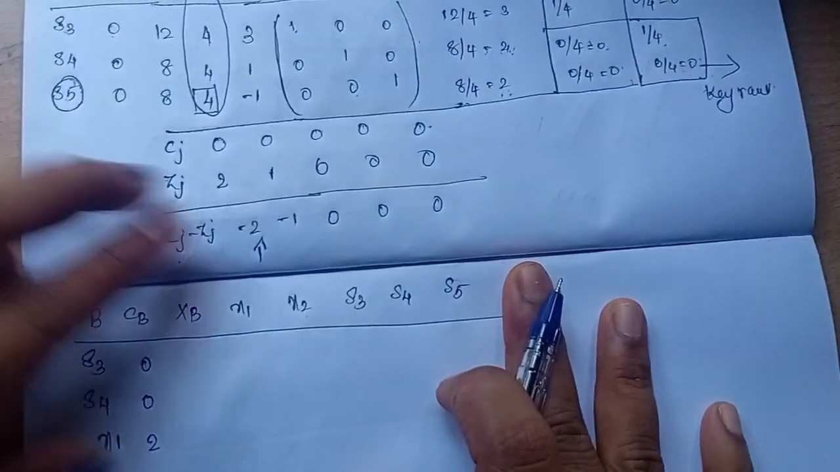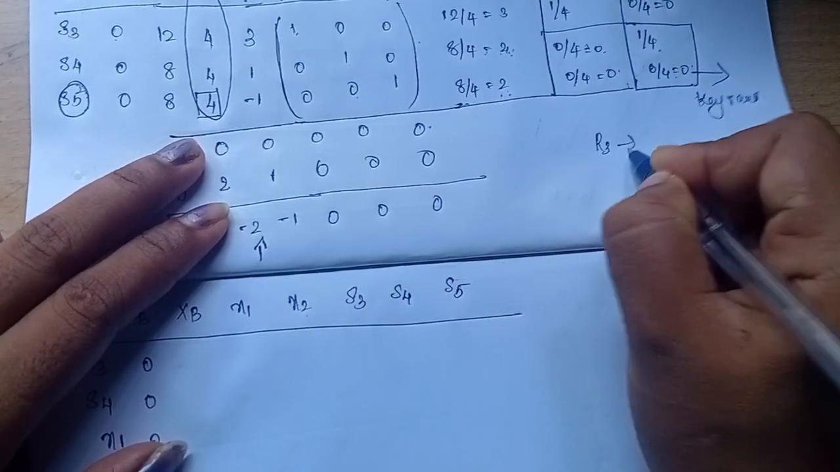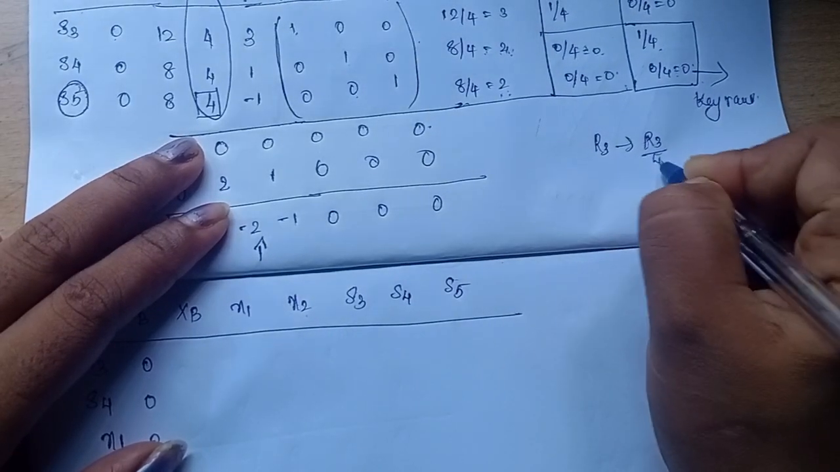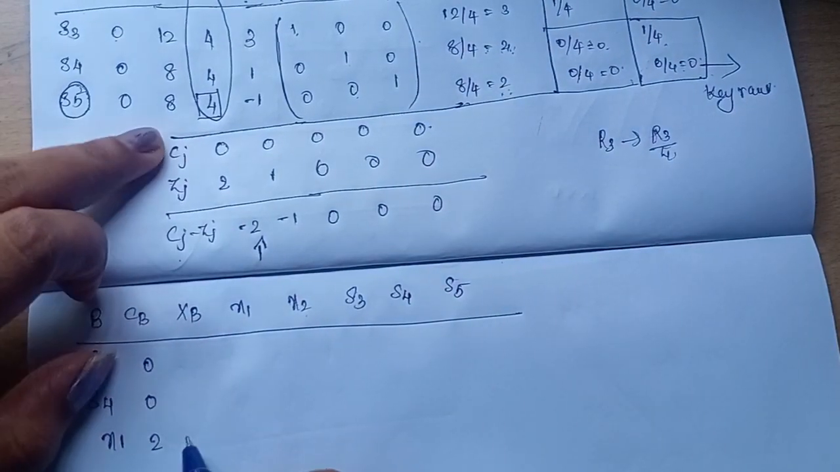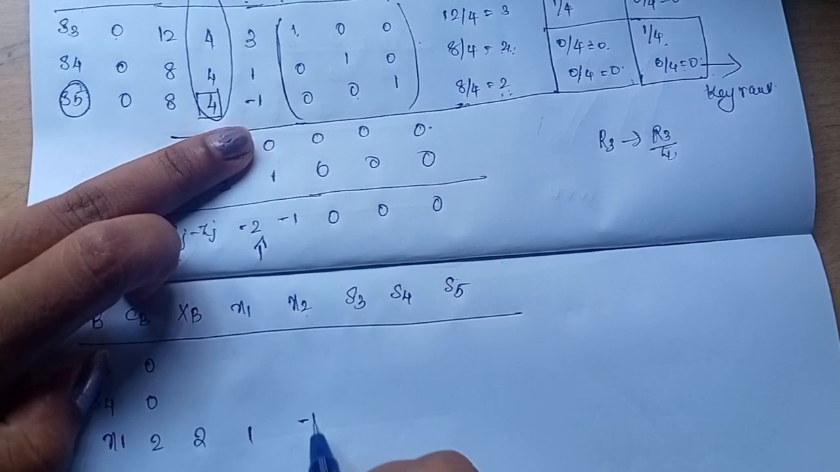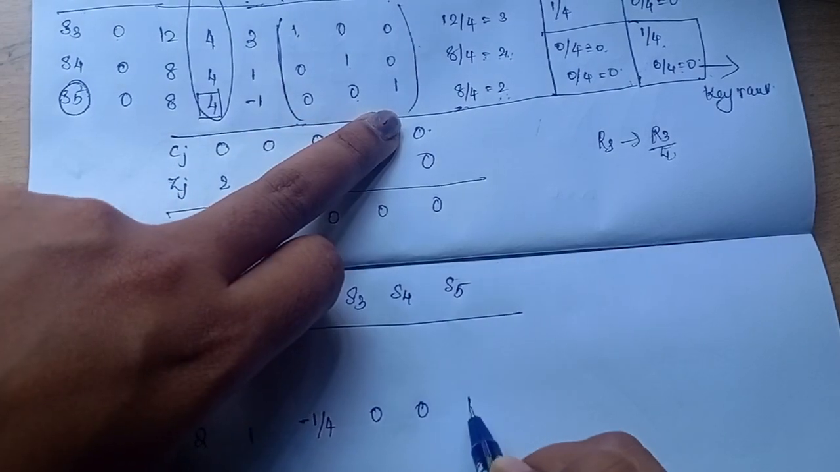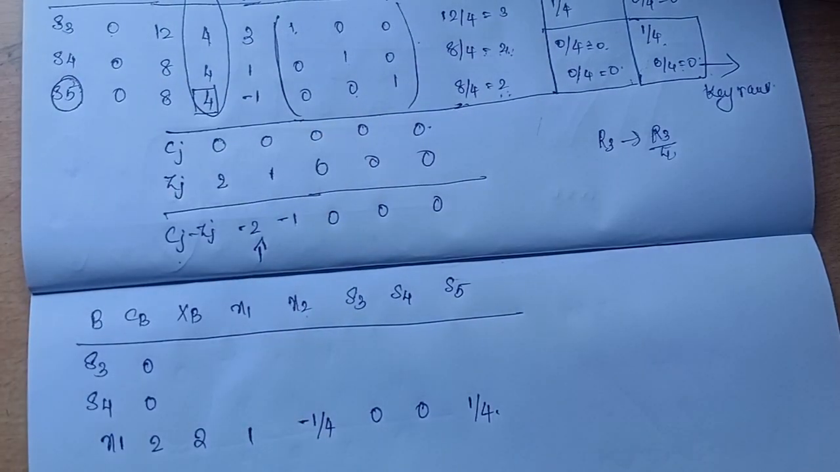Now we change this key element to 1. For this we divide the third row by 4. So the elements change to 8 by 4, that is 2, 4 by 4, 1, minus 1 by 4, 0 by 4, 0, 0 by 4, 0, 1 by 4. Okay.